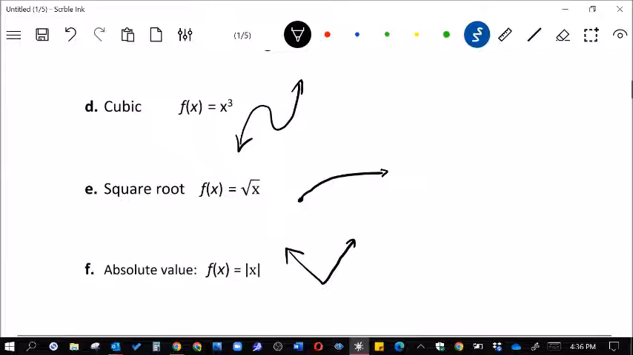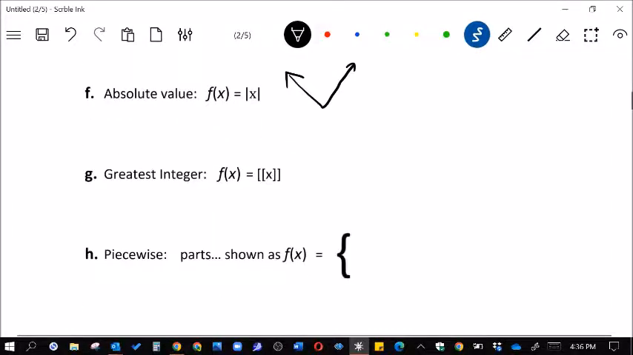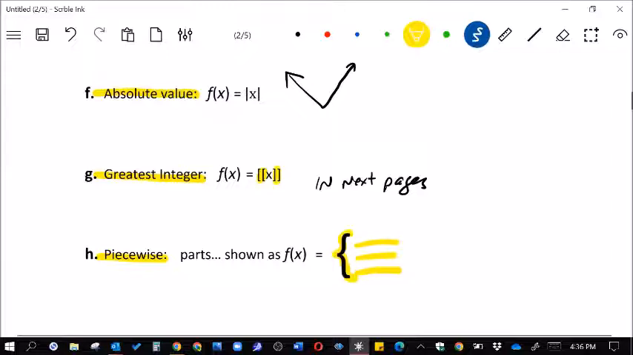We're going to look at doing an absolute value equation today, and we're also going to look at greatest integer and piecewise functions. These are newer ones, and we will look at them in the next couple of pages. So we'll go through those types. The greatest integer one will be using this symbolism, the double brackets. And piecewise is a function that's in parts, and we have to write out the different equations that go with it.